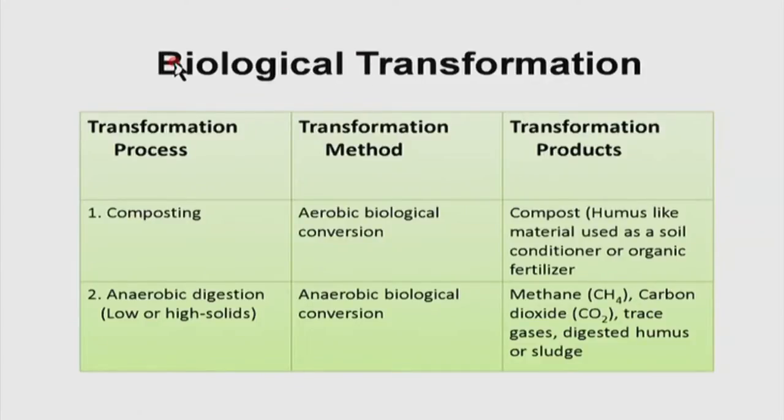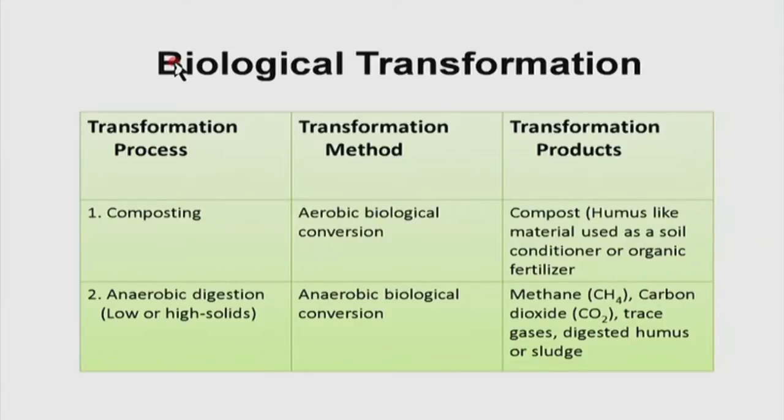Then the most important one: if you remember, I told you that up to 40% to 50% of our MSW is biodegradable. So that means the biological treatment options certainly have to play a big role. What we can do with our waste is largely compost it, or we can do anaerobic digestion. Composting is basically a biological conversion in the presence of air, in the presence of aerobes. That means we are using largely aerobic bacteria.